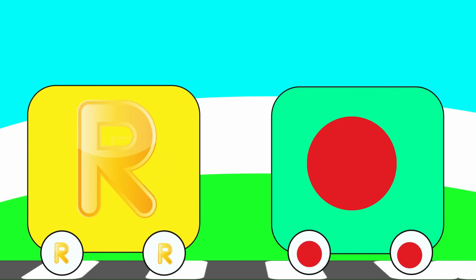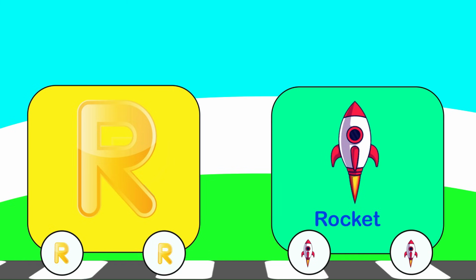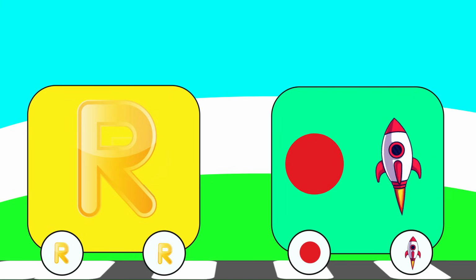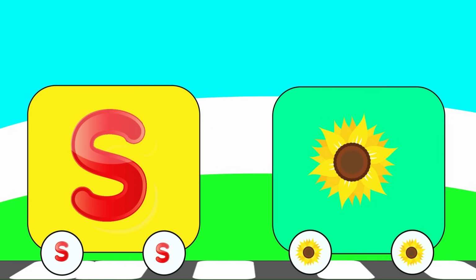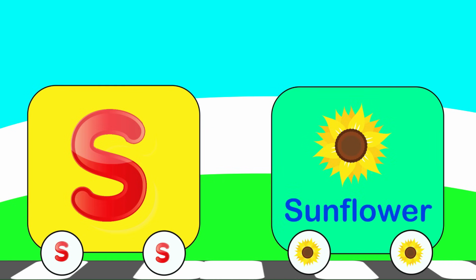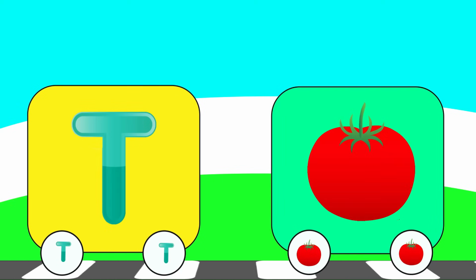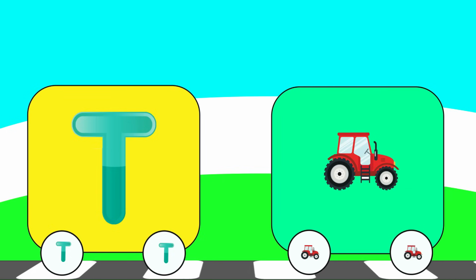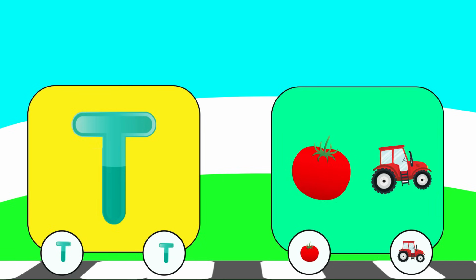R is for red, r r red. R is for rocket, r r rocket. S is for sun, s s sun. S is for sunflower, s s sunflower. T is for tomato, t t tomato. T is for tractor, t t tractor.